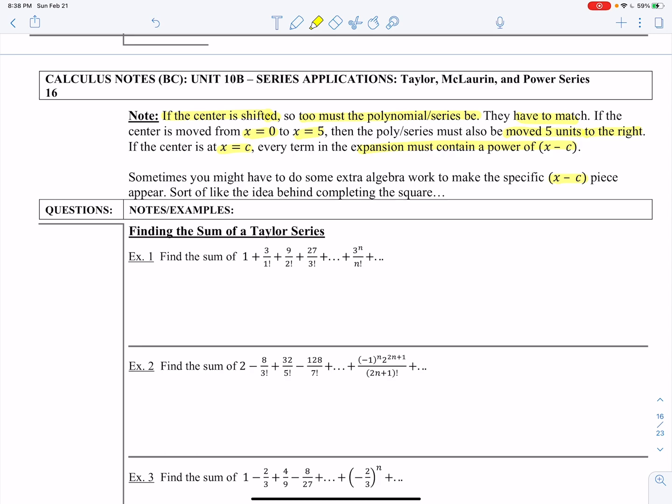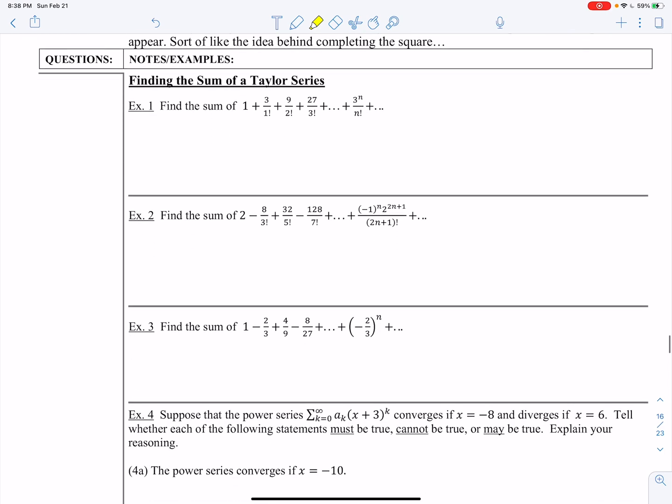So speaking on this idea of radius and interval of convergence, these are some AP style questions that have to do with recognizing specific expansions. So here you're going to see a sum and it just says find the sum. Guys, that's code for what series is this?